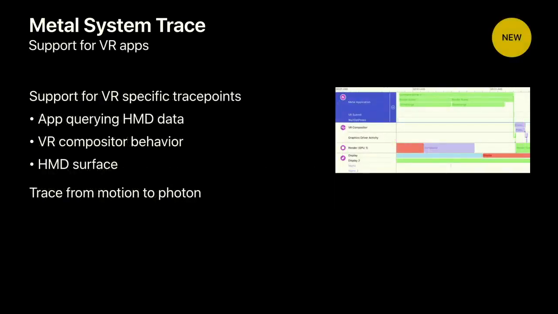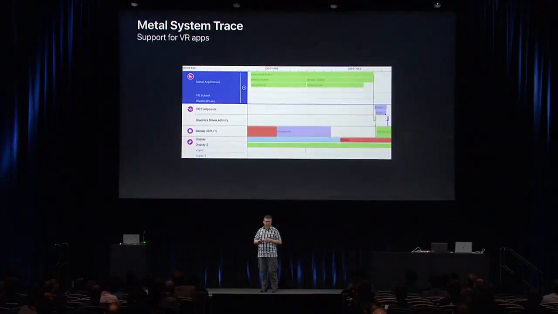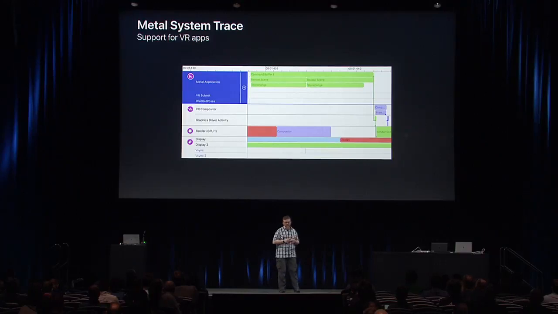This year, we've added support for VR applications with specific VR trace points for activities like when you query the headset for pose data, when you submit your surfaces to the VR compositor, when it does its work to do the compositing, and finally, when it hits the glass on the headset. In effect, it lets you trace from motion to photon.